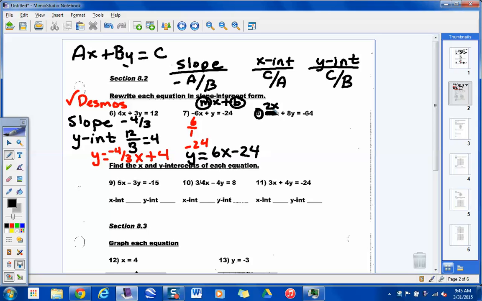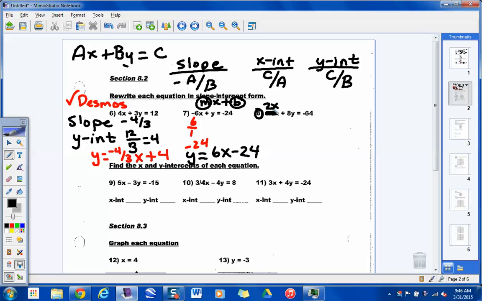Now, guys, same thing, 9, 10, and 11. We're still in section 8.2. What are they asking you to find? X and Y intercepts of each. Okay, don't we have formulas for these? Yes. Guys, how many easy points are laying right there if you just do simple division? 6 of them, right?